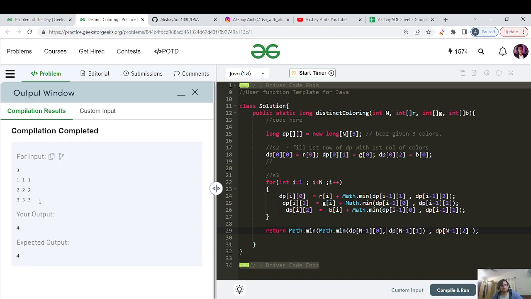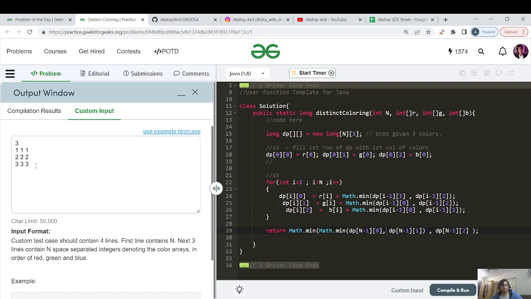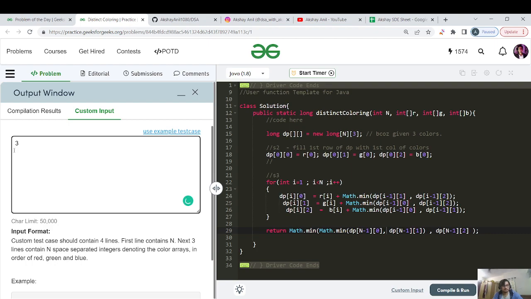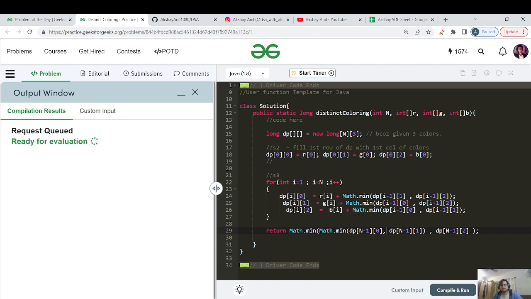Okay, so your output and expected output matches. So we will custom run it for the second test case and we will see if it is running good or not. It was 2, 1 and 3. Then it was 3, 2 and 1, right? And the last was 1, 3, 2. So let's compile and run again. So great, our output and expected output matches. So let's just hit the submit button now.